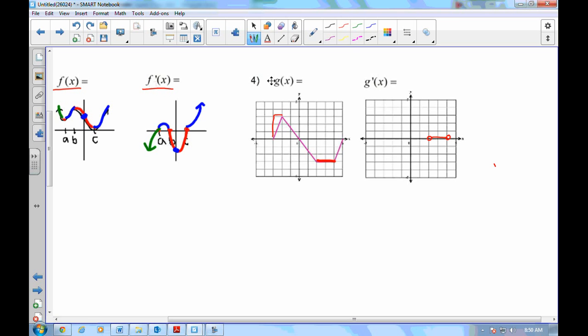So I would do, let's see, this is at negative 3. There's negative 3, 1, 2, 3. Filled in circle until, what do I need to put on the right end? Open, because I have a corner. And then this guy, decreasing, I should get a negative number. How many does it go down?